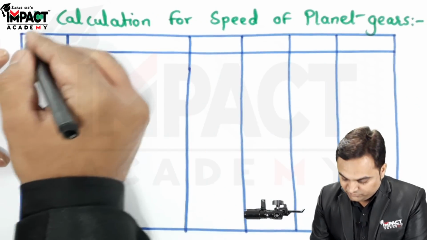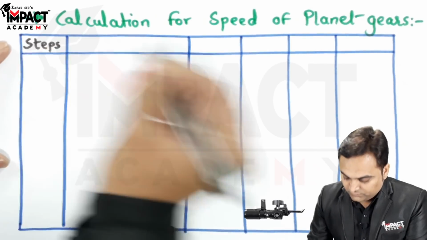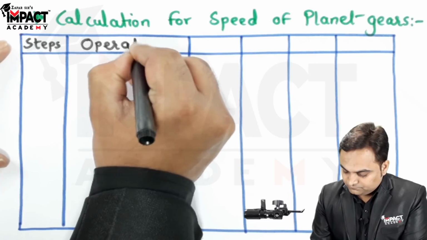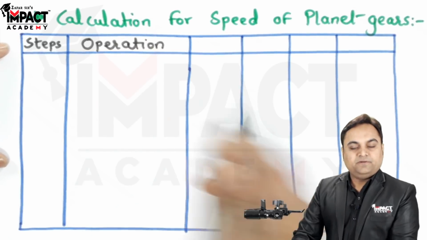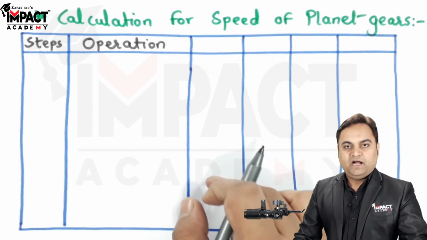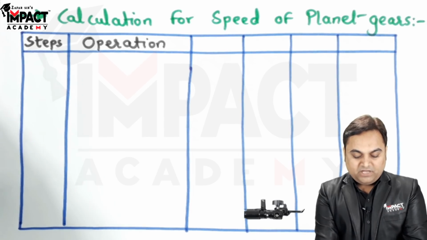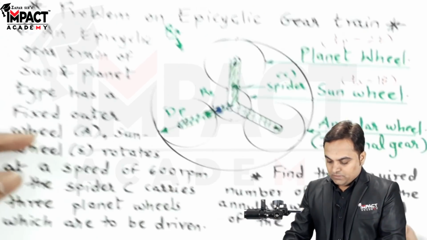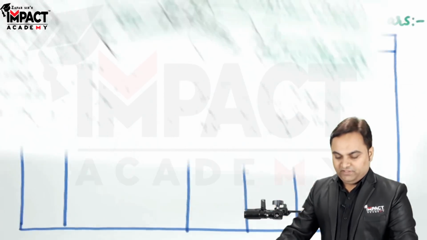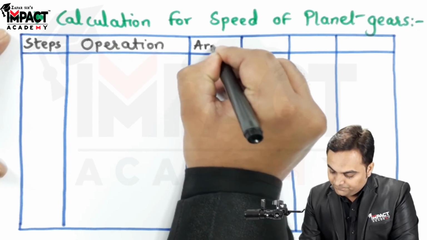Now the columns are, first would be the number of steps, second column operation, which means here I'll provide the description of the operations performed. Then the next column would be for the arm, because we are going to keep the arm as fixed. So remember, when you have such problems, keep the arm as fixed, and that is the arm, or we can say the spider. So here spider is denoted by C. So I'll write down that it is spider or arm C.